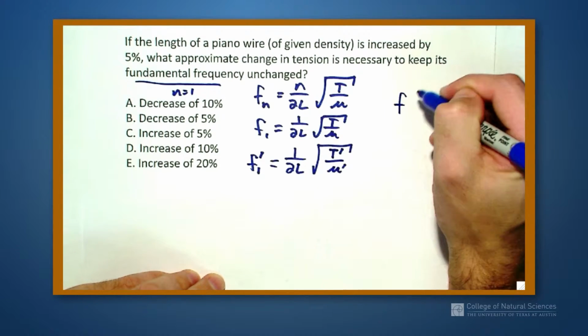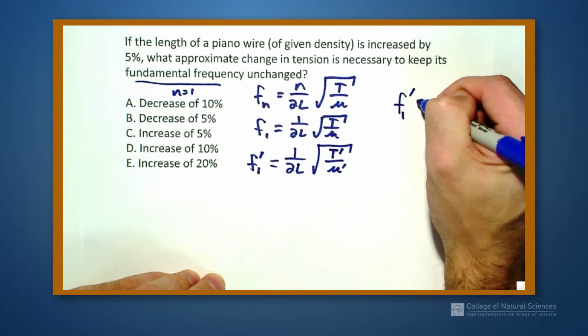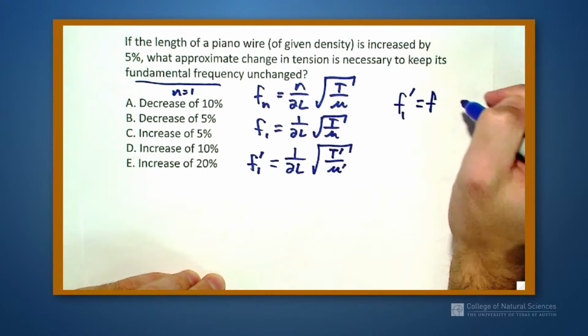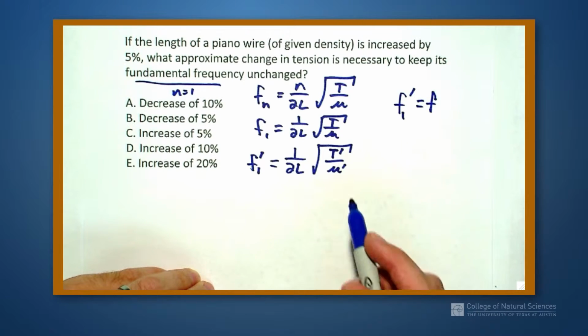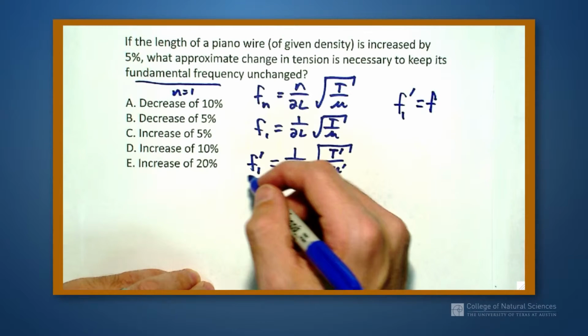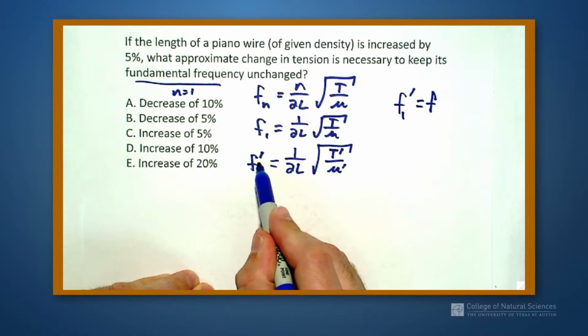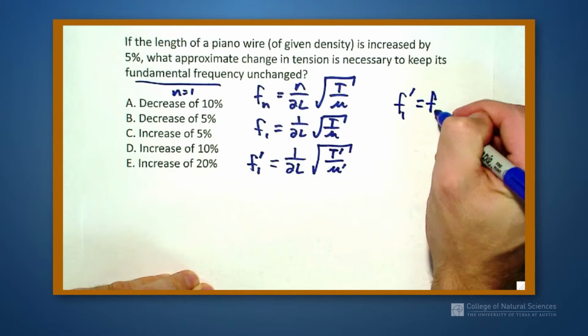And I'm going to read the question again. It says that we're going to keep the fundamental frequency unchanged. So our final fundamental frequency is going to be equal to our initial fundamental frequency. All right, let's just start making some substitutions in. I can rewrite these two equations together, right? If this prime is equal to the unprimed.